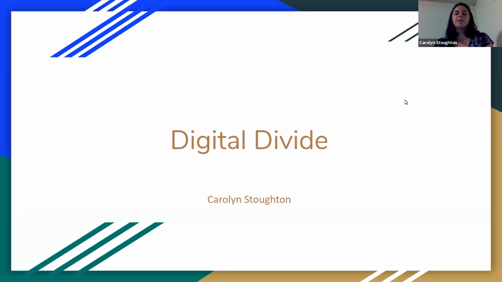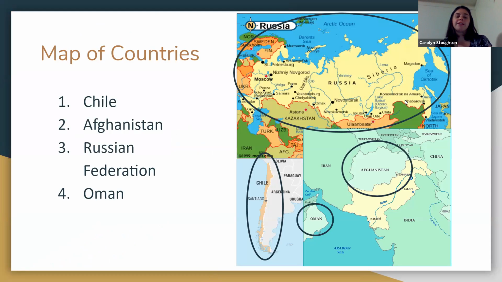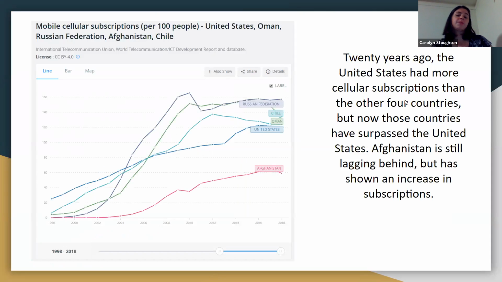I'm going to share my presentation on the digital divide. I chose the four countries, Chile, Afghanistan, the Russian Federation, and Oman. I also compared these four countries to the US, as you can see in this graph and a couple of other graphs later on. The first indicator I talked about was the mobile cellular subscriptions.